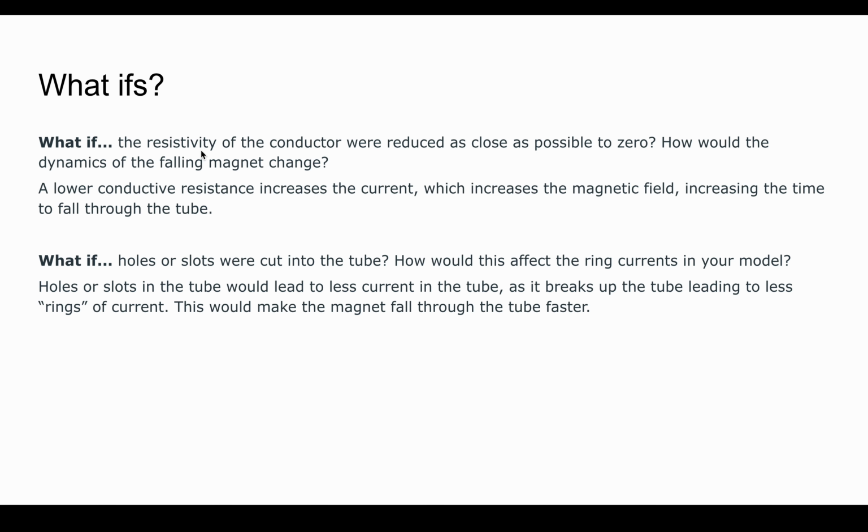What if the resistivity of the conductor were reduced as close as possible to 0? How would the dynamics of the falling magnet change? A lower conductive resistance increases the current, which increases the magnetic field, increasing the time to fall through the tube.